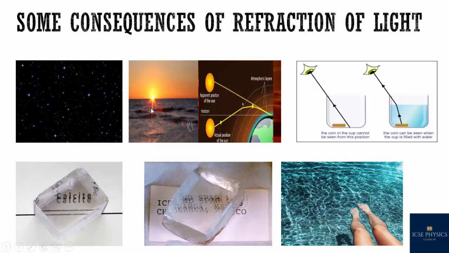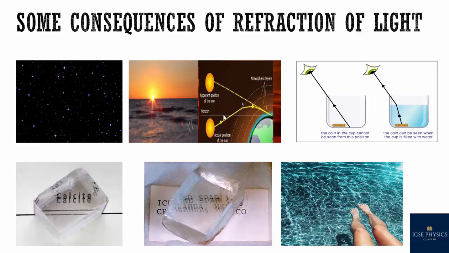Similarly, the sun is seen a few minutes before it rises above the horizon in the morning, and in the evening a few minutes longer after it sets. Why does it happen so? Let's see this diagram. The density of air near the surface of the Earth is higher. Now, the rays of the sun coming through space enter at the top of the Earth's surface and travel from a rarer to denser medium.